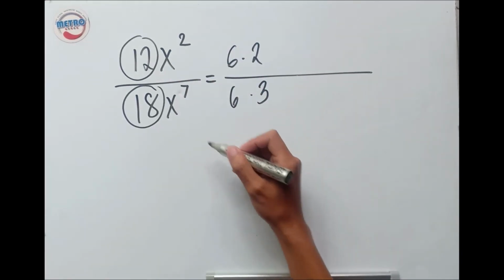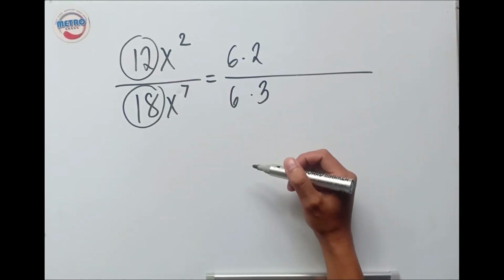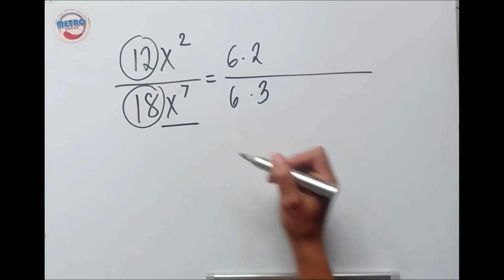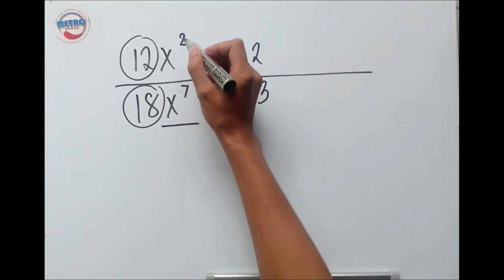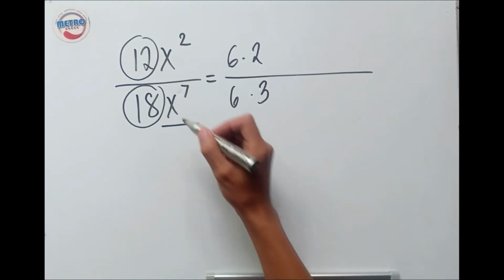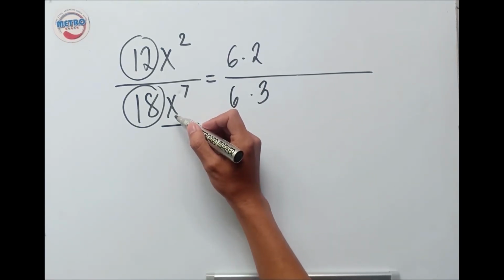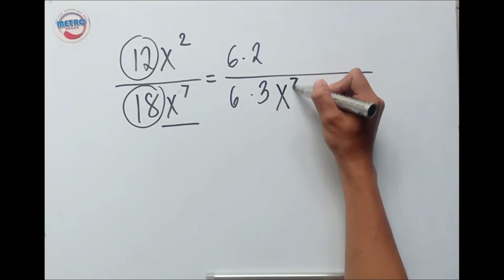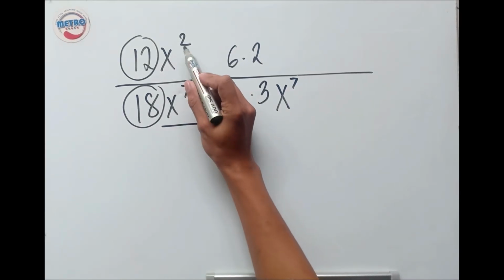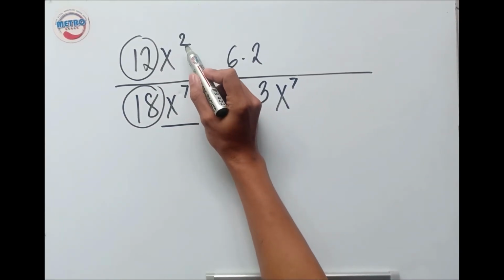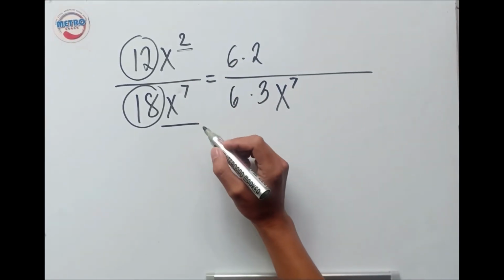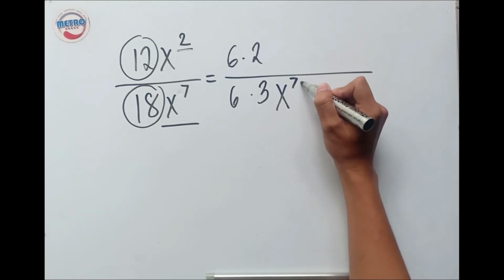For x squared and x to the 7th, let's first copy the variable with the biggest exponent. Since x to the 7th is bigger than x raised to 2, we will copy this into its original position. So this will be written on this part. Now, x raised to 2 is smaller than this. We're going to copy this exponent, but we have to subtract it from 7.